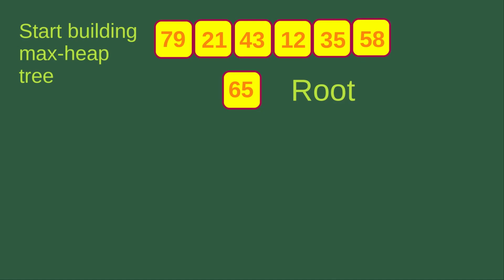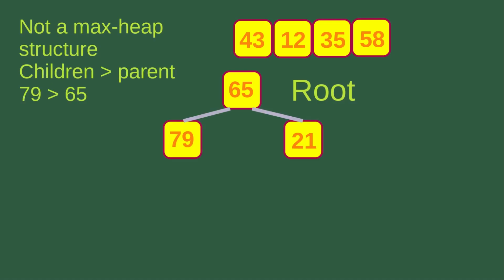And 65 becomes the root of our max heap structure. And then we are going to put the next two elements from the unsorted list to become the two children of the node that has a value of 65. But now we see that it is not a max heap structure because the children can be larger than the parent. So for example, in this case, 79 is already larger than 65. So even though 21 is smaller than 65, this max heap structure is not a correct one.